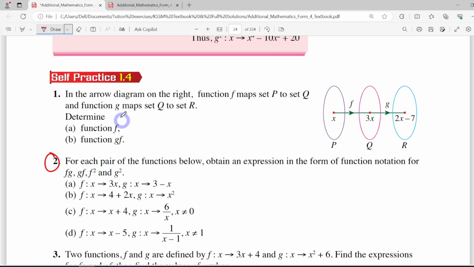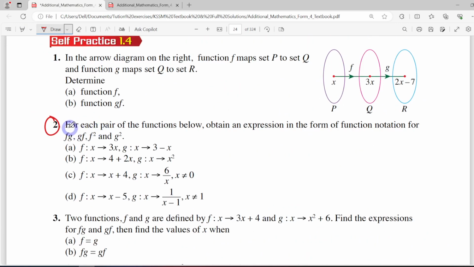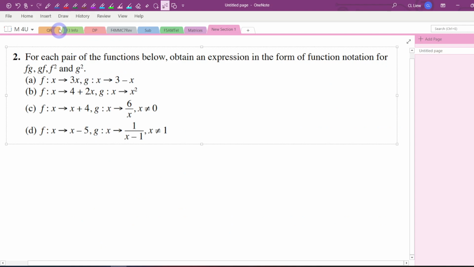In this video, let's look at your Form 4 App Math textbook, Self Practice 1.4, page 14. Now, let's look at question number 2. For each pair of the functions below, obtain an expression in the form of function notation for fg, gf, f squared, and g squared.